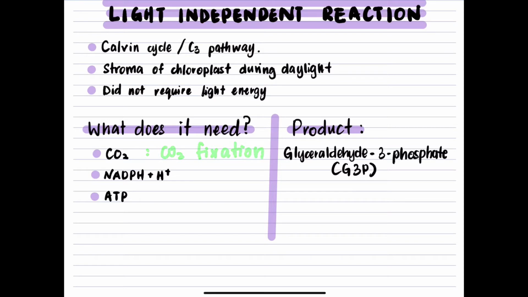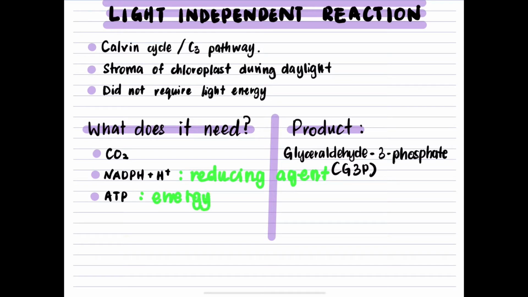It needs NADPH plus H+, which act as reducing agent. And it needs ATP, which act as energy source. Both NADPH and ATP come from light-dependent reaction. This is why Calvin cycle happens during daylight, because it needs the product from light-dependent reaction.